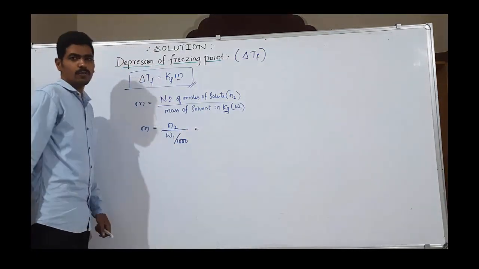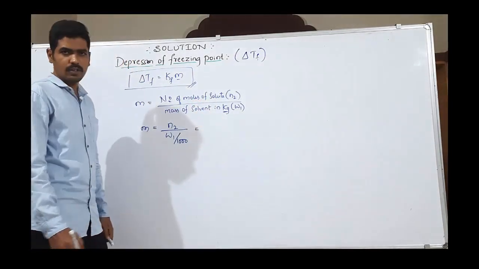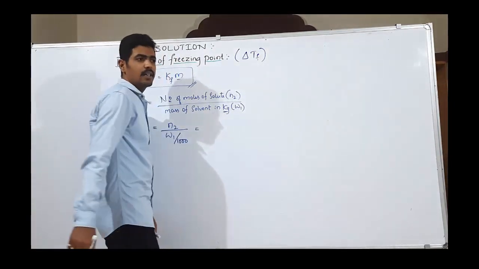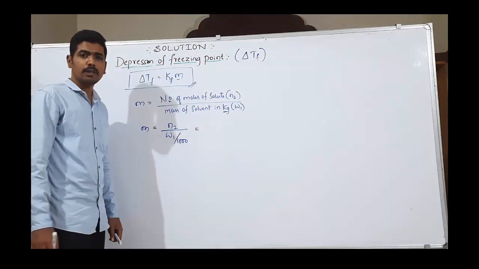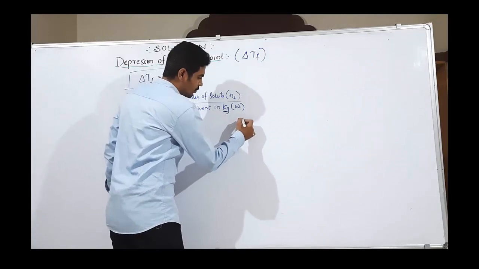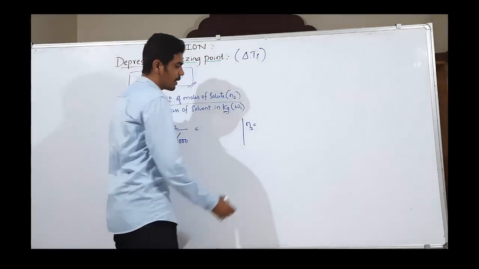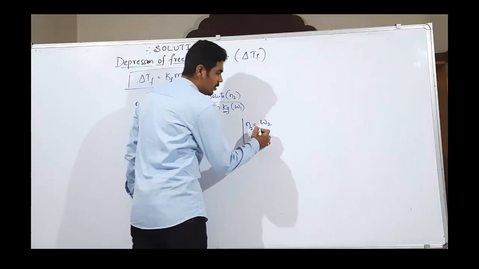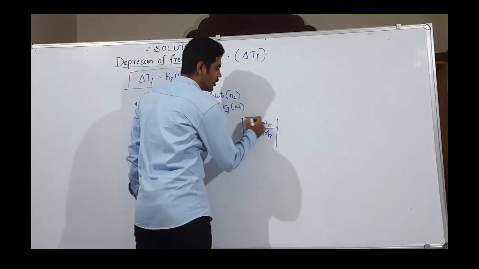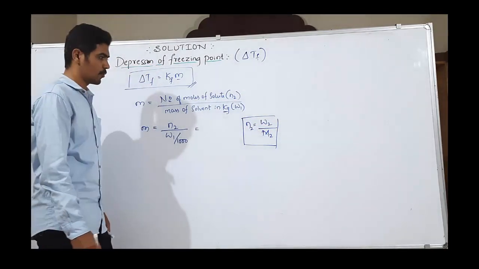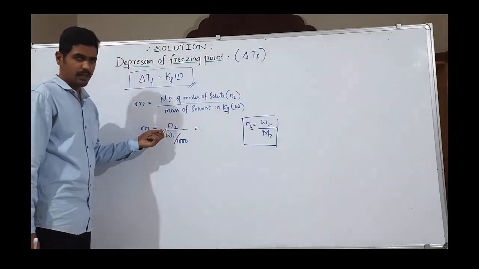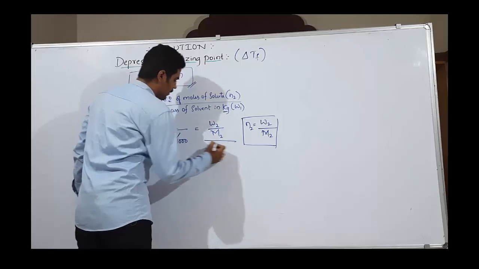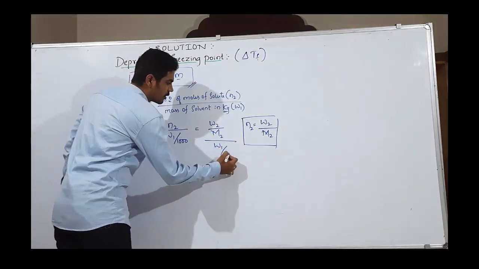And what is N2? N2 means the number of moles of solute. How will you calculate the number of moles of solute? While deriving the elevation of boiling point, I told that N2, the number of moles, can be determined by taking the given mass of the solute divided by the molar mass of the solute, that is W2 divided by M2. So substitute that value in this equation. Instead of N2, I will write W2 divided by M2, whole divided by W1 divided by 1000.